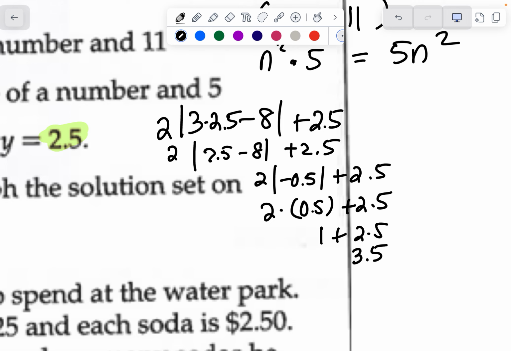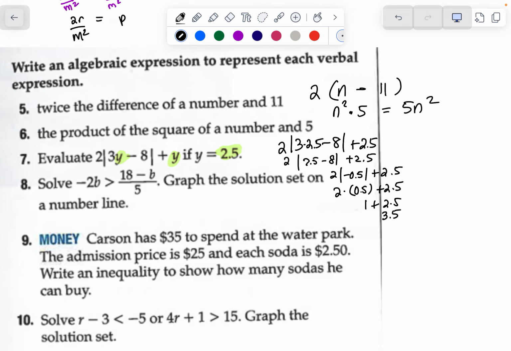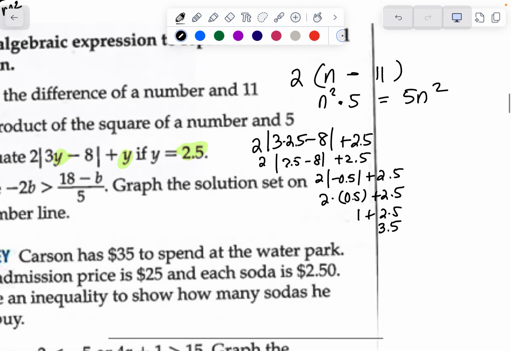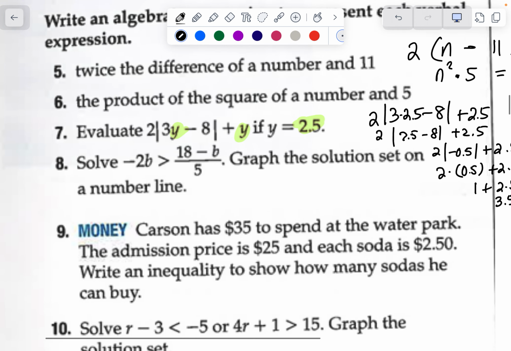So the main thing to remember about absolute value, get a number and make that answer positive. Don't make the pieces positive. It is the answer of the absolute value that is positive. Everybody good with 7? And everybody have that written down? Okay, let's take a look at 8.